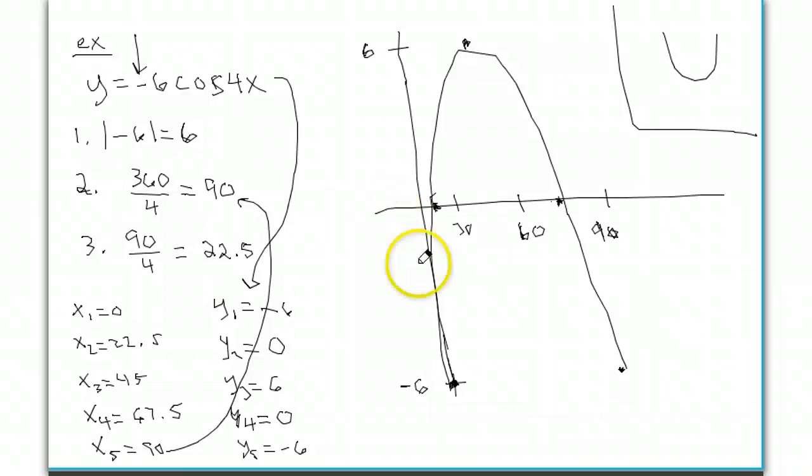Now, this graph is between 0 and 90 because that's what the period is. The period stops at 90, so the graph stops at 90. It went up all the way to 6 because number 1 told you the amplitude was 6, so therefore it would go all the way up to +6 and come all the way down to -6. And so that's the amplitude. And then you get the graph from the points. So you got your x1 through x5, and then you got your y1 through y5, and that's how you get your points.